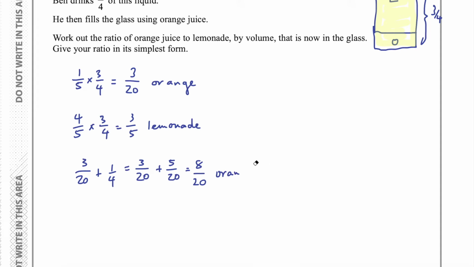Oh, we can simplify that actually. So divide by 4, we'd have 2/5. So we've got 2/5 orange juice now of the entire cup. And lemonade stayed the same. We haven't added or taken away any lemonade. And we've already worked out the ratio of the whole cup that we'd have left.